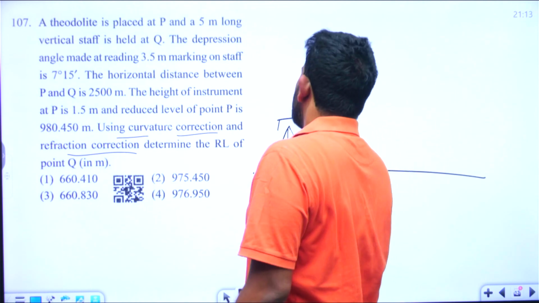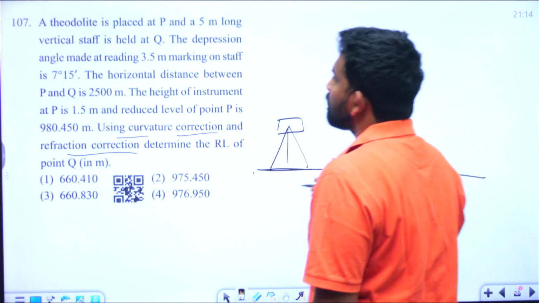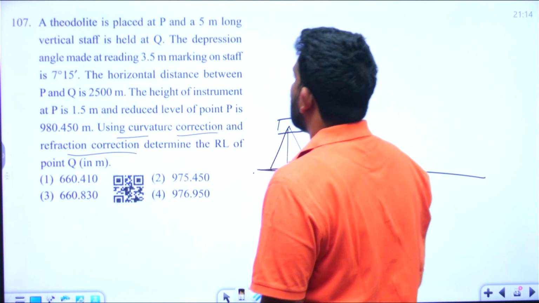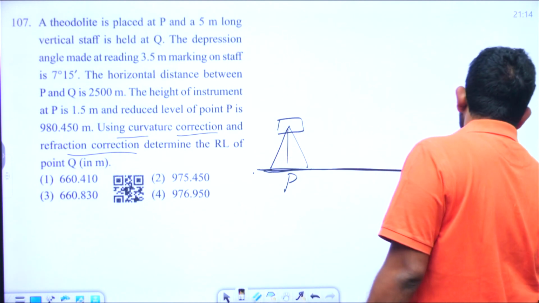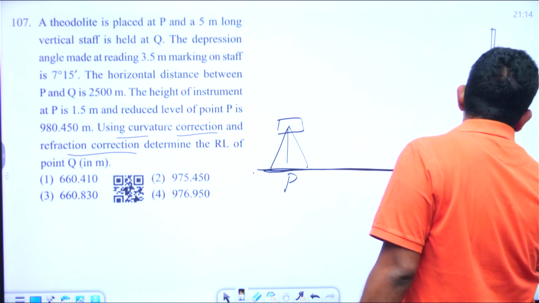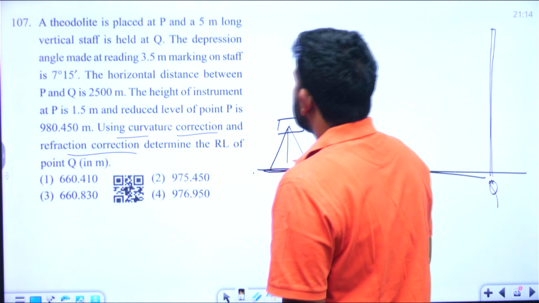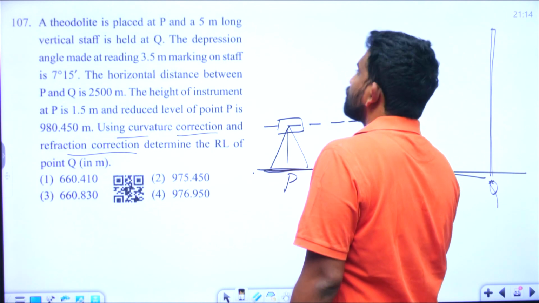Now let us put all the data that is given in terms of a diagram. A theodolite is placed at P. The 5 meters long vertical staff is held at Q. Now the depression angle is made at the 3.5 meters marking. So this is the line of collimation.